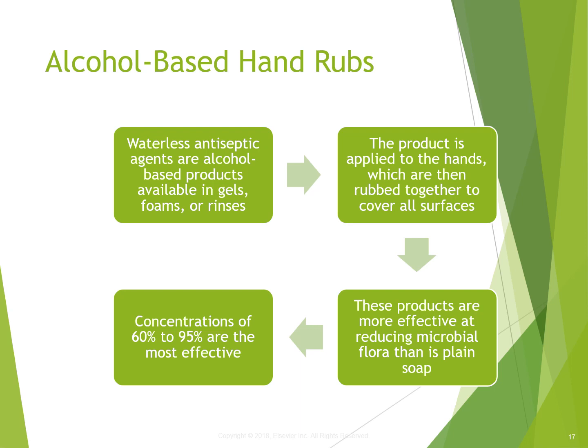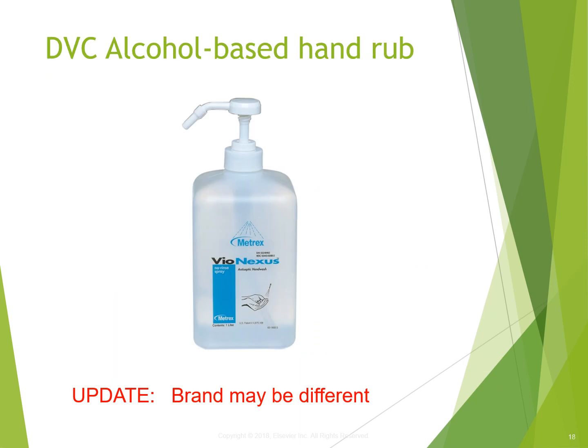When we place alcohol hand rub on our hands, we want to keep our hands moist for 15 seconds. Once that 15 seconds is up, now we can air dry. We do not want to wipe them with a towel. So you can wave your hands in the air, do whatever you need to in order to get them dry. Rubbing your hands together also helps. DVC uses Vionexus for our alcohol-based hand rub. In order for it to work properly, you do need to use one full pump.